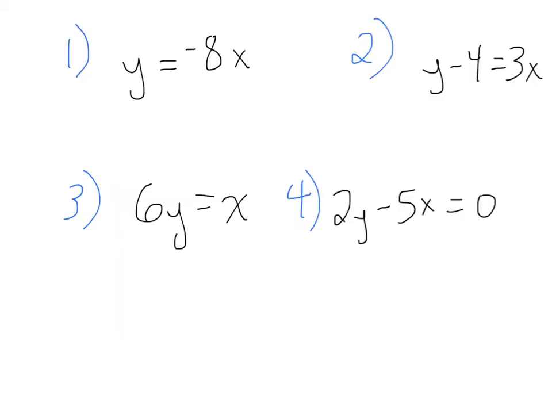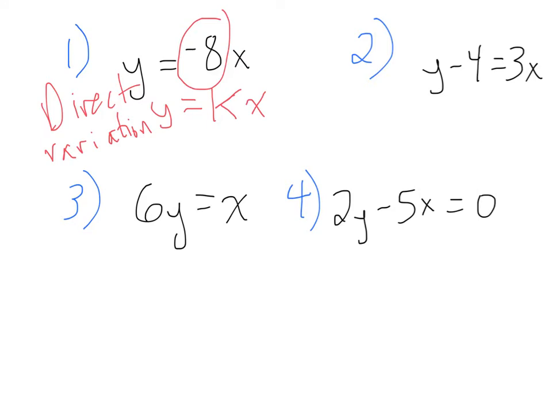Now, let's look at some more examples of how to tell from an equation whether something's a direct variation. Let's copy these into your notebook. Looking at number 1, we have y equals negative 8x. That is a prime candidate for a direct variation because it's already written in this form for some k, and in this case the k equals negative 8. So we can indicate that this is a direct variation.